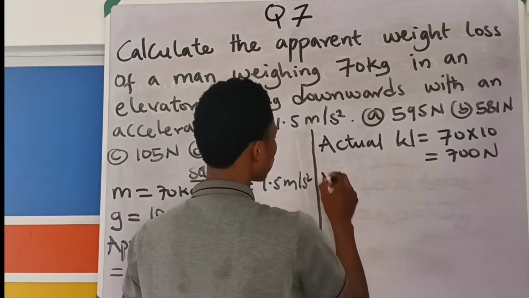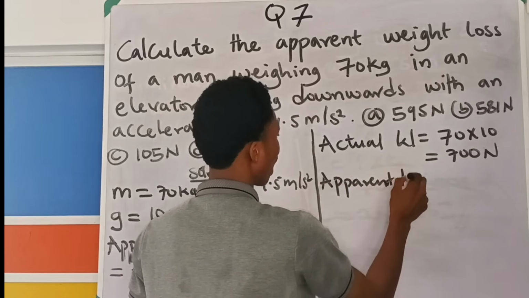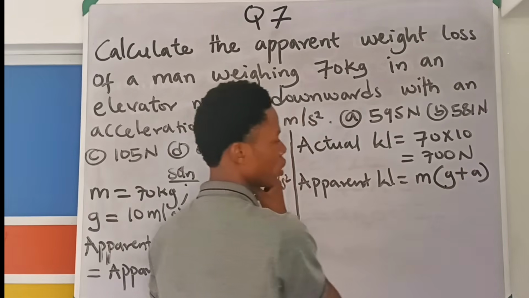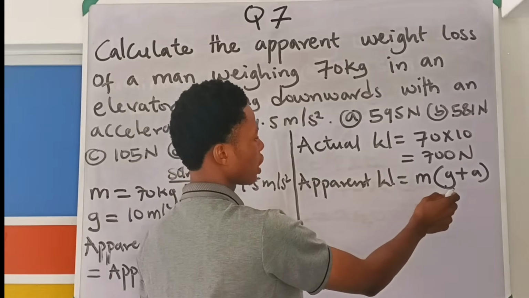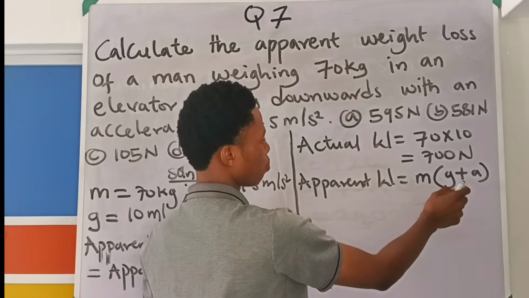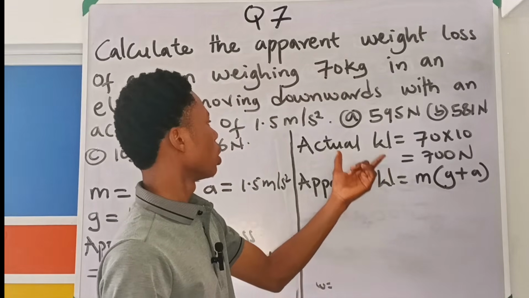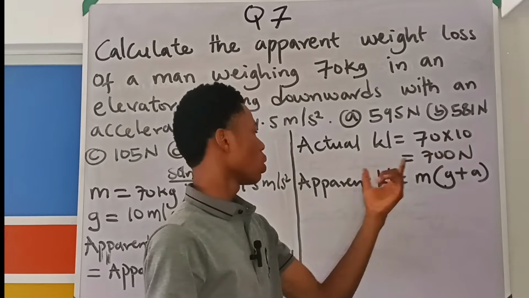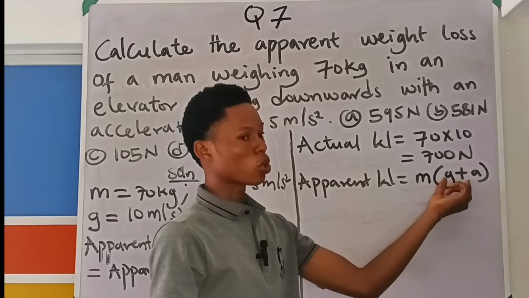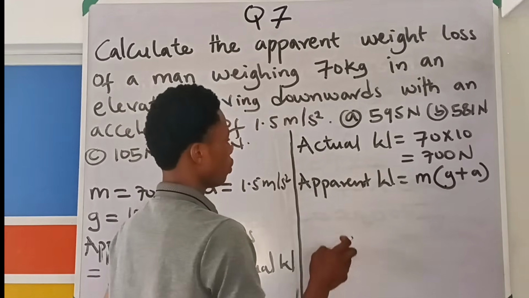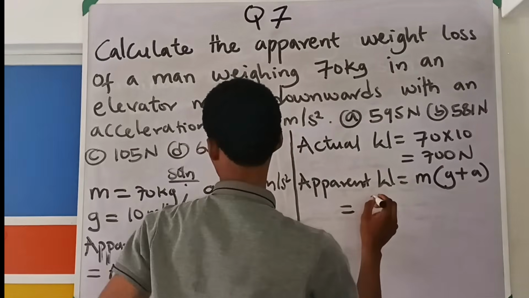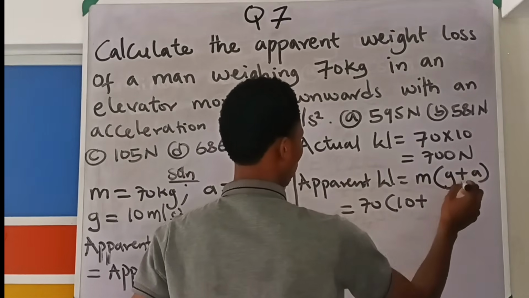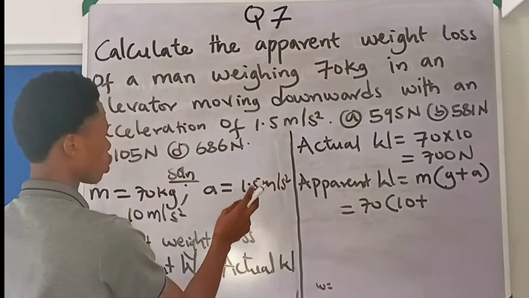Now, the apparent weight. Apparent weight is given as mass into G plus A. Let me explain. The apparent weight is the mass times gravity plus the acceleration. Actual weight is just the mass times the acceleration due to gravity, while apparent weight is the mass times acceleration due to gravity plus the acceleration of the man in that elevator. We know the mass was given as 70 into G, acceleration due to gravity is 10, plus A, the acceleration of the man, which is 1.5.